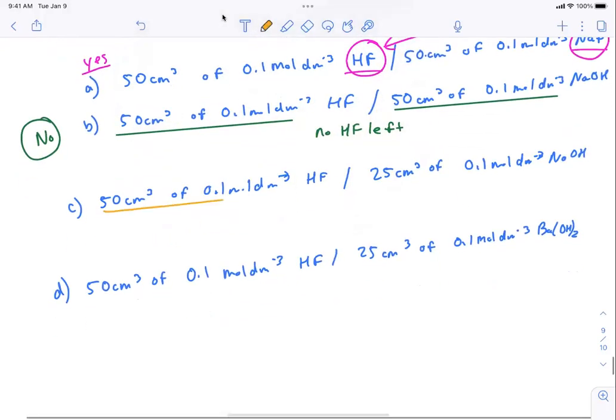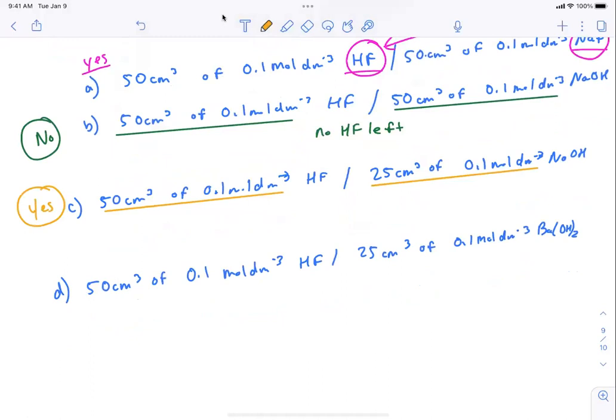But in this one, because it's a 1-to-1 ratio, but there's less NaOH moles wise, this one will work, because you have half the moles of NaOH than you do of HF, so you should have HF left over.